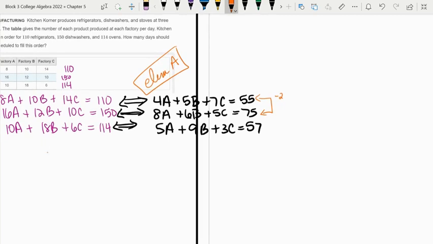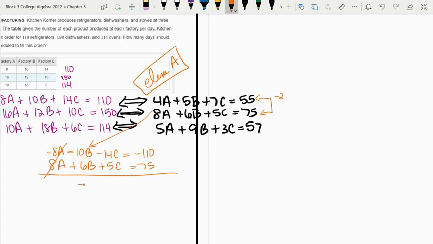So when we do that, you get negative 8A minus 10B minus 14C equals negative 110, which is what we started with. Isn't that lovely? So then 8A plus 6B plus 5C equals 75. Those go away, so I have negative 4B minus 9C equals negative 110 plus 75, so negative 35.